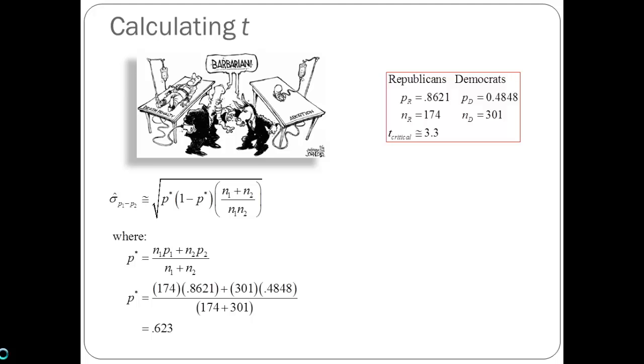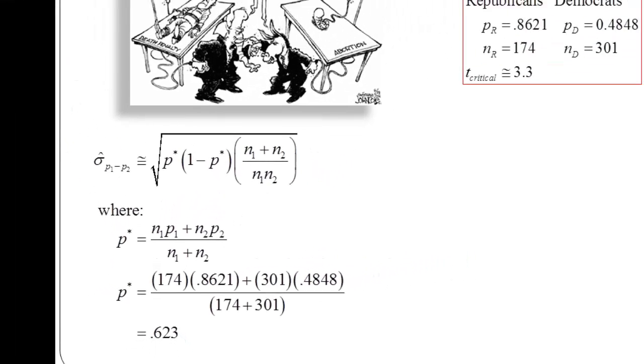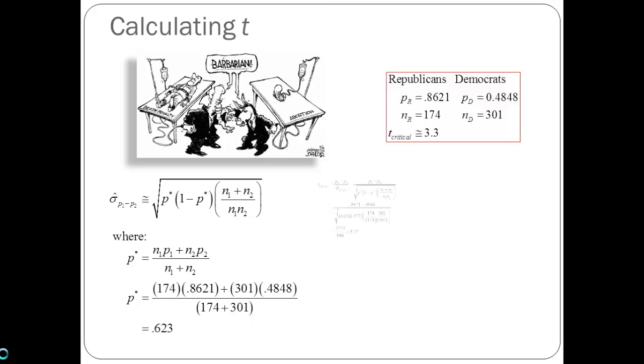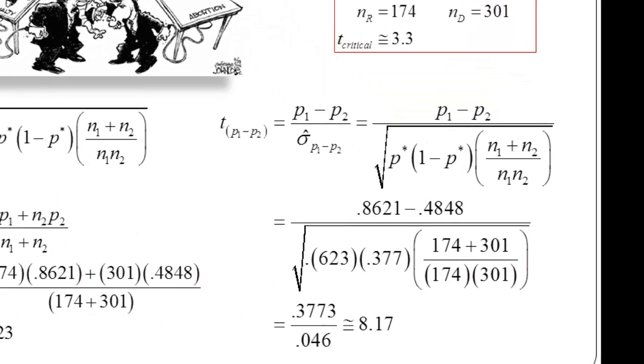Remember, to calculate the standard error, the first thing you need to do is calculate P asterisk, which is the weighted average, in this case of 86.21 and 48.48. Plugging it into the formula, my P asterisk is 0.623. Obviously, I can calculate 1 minus 0.623 and start plugging these numbers into my T formula.